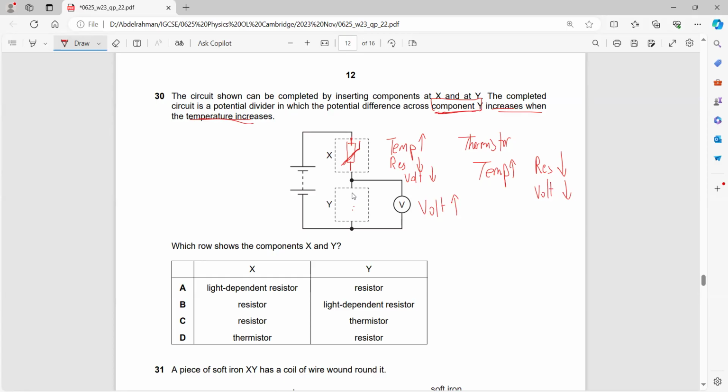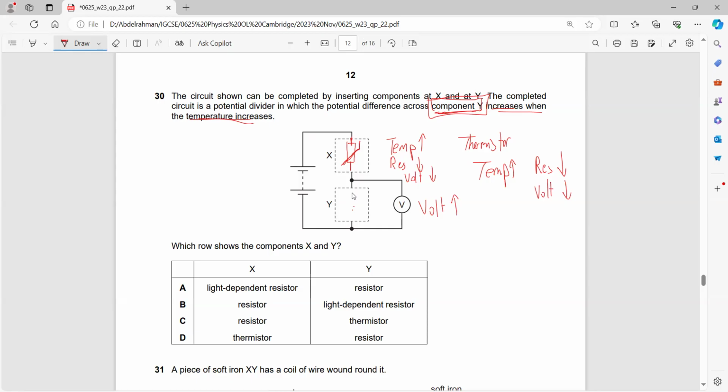Yes. So that's why the thermistor has to be in position X, not position Y. You want some component in Y to increase its potential difference when the temperature increases. We do not have a device that does that. We only have a device that decreases its potential difference when the temperature increases, which is the thermistor.